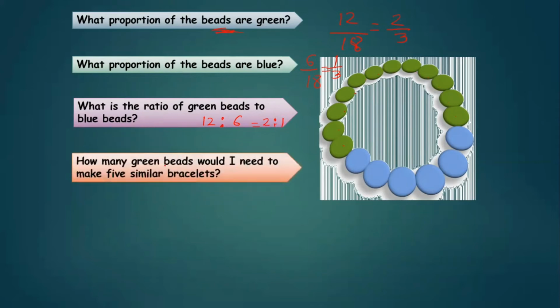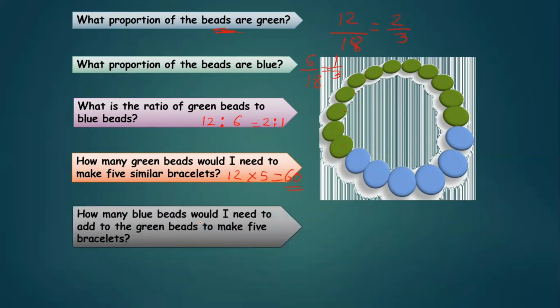Okay. So how many green beads would I need to make 5 similar bracelets? The total green beads here are 12. If I want to make 5, then 12 multiplied by 5 gives 60 green beads needed for making 5 such bracelets.